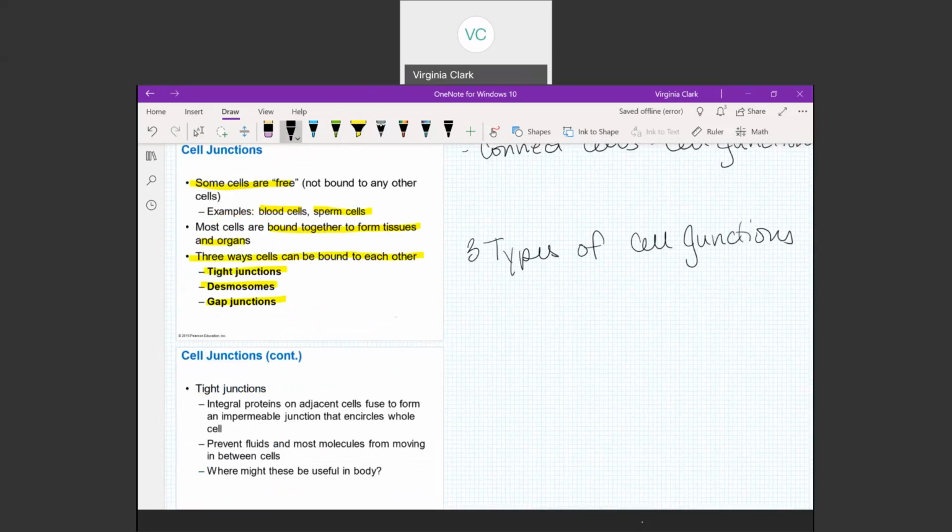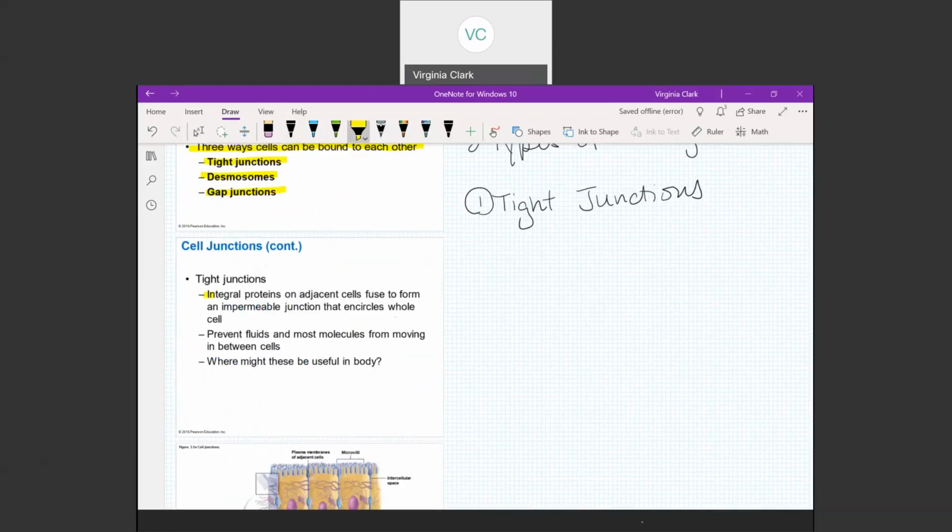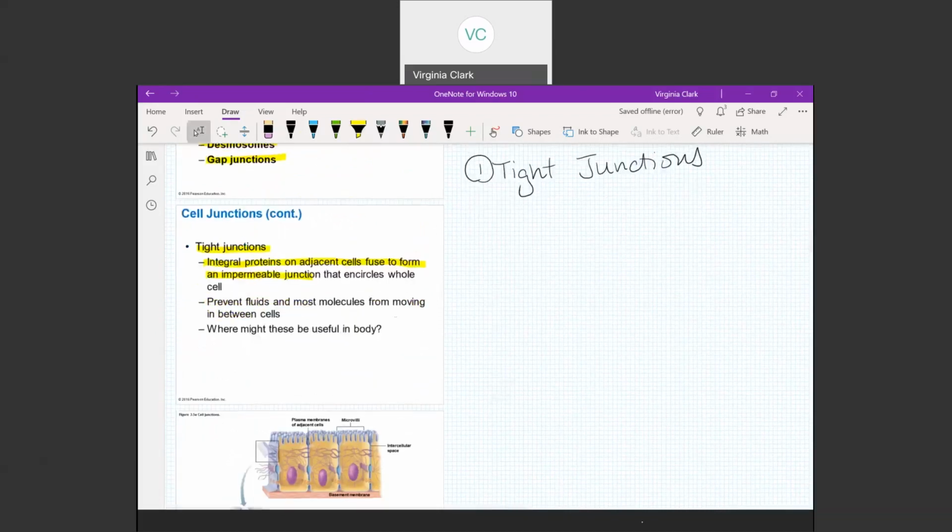The first type is going to be a tight junction. How these cells connect is called a tight junction. With this particular cell, integral proteins of adjacent cells form to make an impermeable junction. It is an impermeable junction, and it prevents fluids and most molecules.